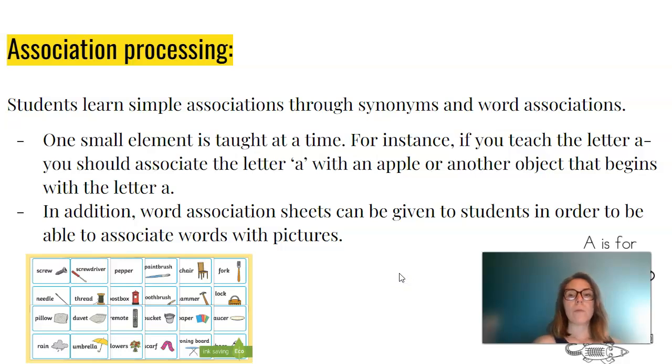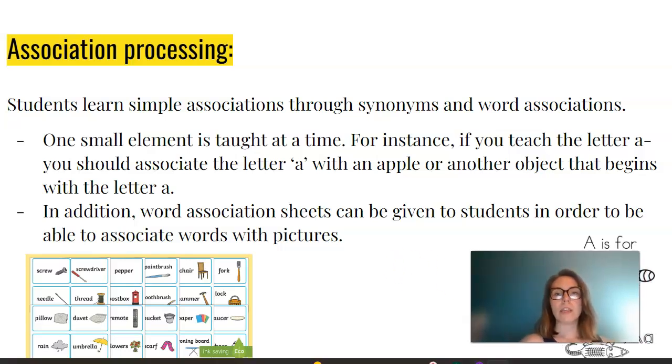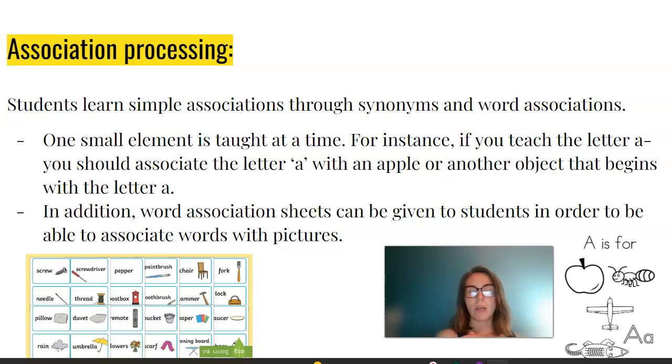Okay, so we were asked to identify the three levels of literacy learning, or vocab learning. So the first step is the association processing. This is what you teach the students first, and how you teach the students so that they're able to represent actually what the words are.